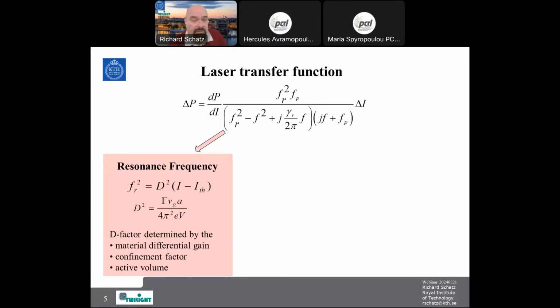The confinement factor, as you see here, is also how well the carriers and photons overlap, and the active volume of a laser. So if you want to get a large resonance frequency, you want to have a large differential gain, a large confinement factor, and a small volume of your laser.